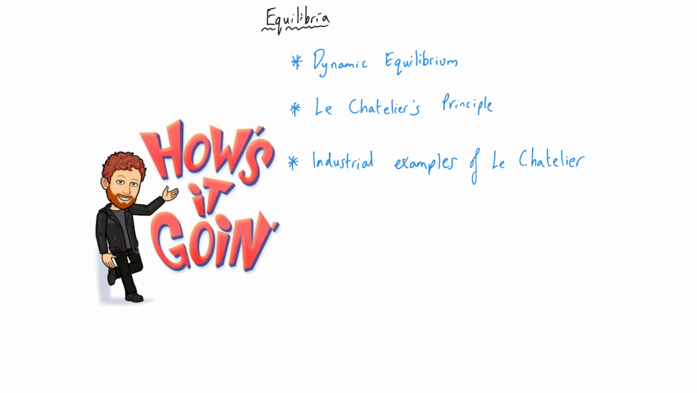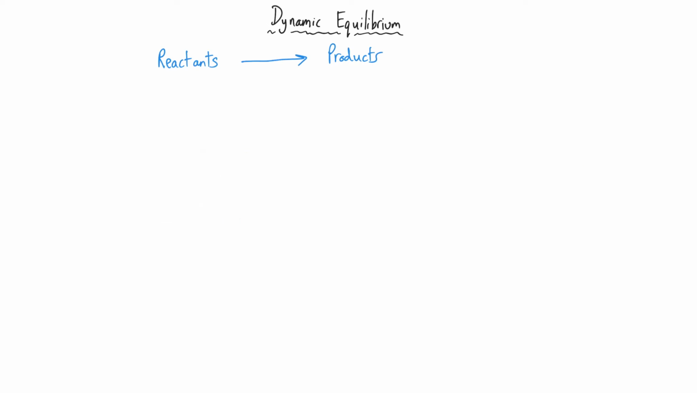Hello everybody and welcome to this GCSE Chemistry video about equilibria. In this video we will explore the concept of a dynamic equilibrium. We will then move on to look at Le Chatelier's principle and how we can apply that to various situations. And then we will finish by looking at a couple of industrial examples of Le Chatelier, particularly focusing on the Haber process and graphs.